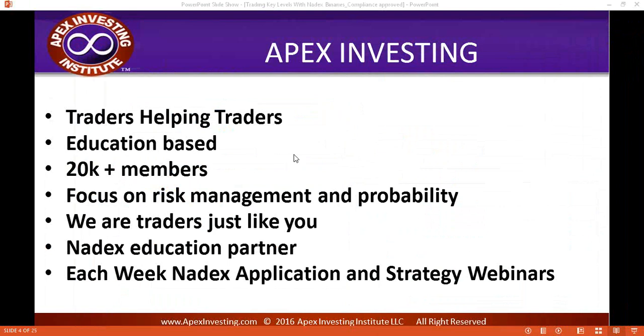Like I said, I'm with Apex Investing. Apex and Nadex, two completely separate companies. Nadex is an exchange. Apex, we're an online education company, a group of traders helping traders. We've got over 20,000 members. We've got live trade rooms and systems and strategies. We focus a lot of our strategies on risk management and probability. That's why we love the capped risk products with Nadex, and we're an education partner with them.